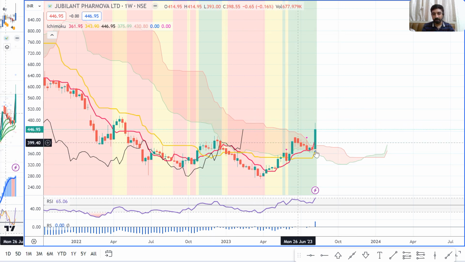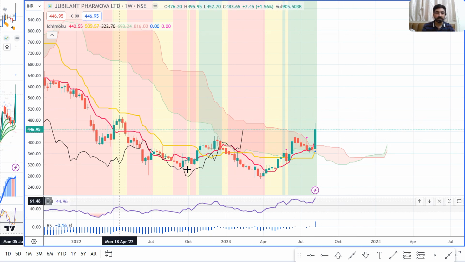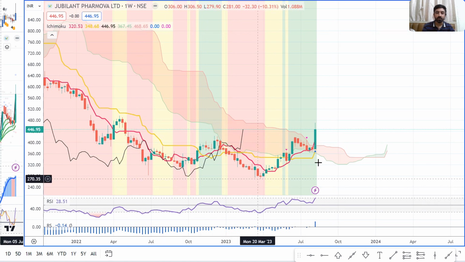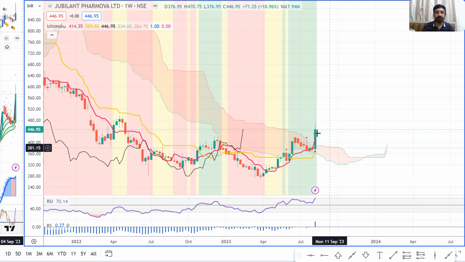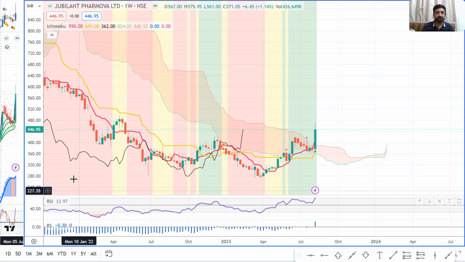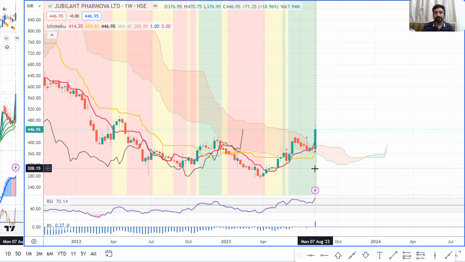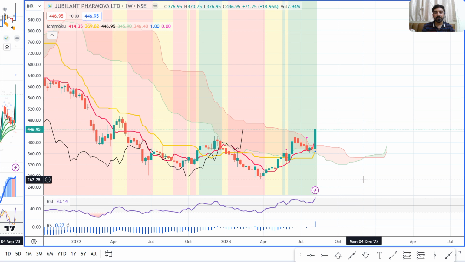It is breaking out of the cloud. It is breaking out of this long consolidation zone. If you can see over here, a very long consolidation zone. It has been an underperformer, and look at this bar. This might give a very good move in upcoming weeks. So this is what I'm going to buy next week.